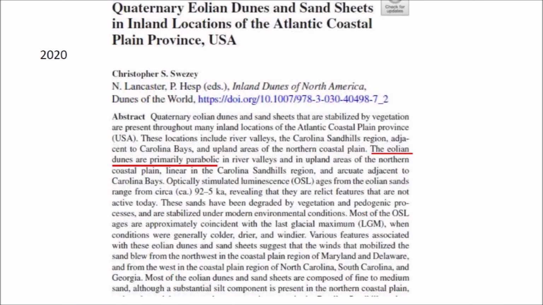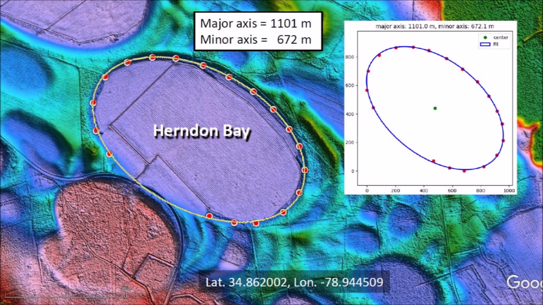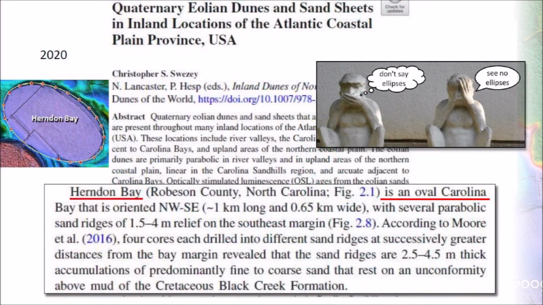Even in 2020, the rims of the Carolina Bays are described by Christopher Sweezy of the U.S. Geological Survey as adjacent to eolian dunes that are primarily parabolic. Christopher Sweezy, like Douglas Johnson, is reluctant to describe the Carolina Bays as elliptical. In this publication, he characterizes Herndon Bay as an oval Carolina Bay. It is relatively easy to fit Herndon Bay with an ellipse by taking sample points along the rim of the bay. All the sample points fall on the perimeter of an ellipse fitted by the least squares method. Herndon Bay is definitely elliptical and not oval. Dr. Sweezy's description also deserves 2 monkeys.